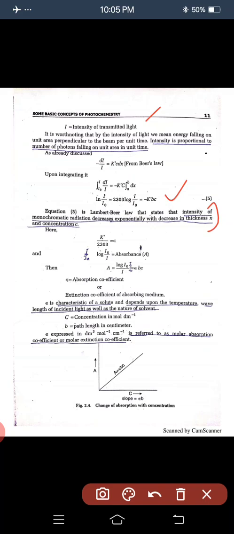Here k' upon 2.303 is equal to epsilon. Log I0 upon I is equal to absorbance A. So epsilon bc is the absorbance, and epsilon is the absorption coefficient. Here is the graph plotted between absorbance and concentration c. See here the slope is epsilon b. So A is equal to epsilon bc.